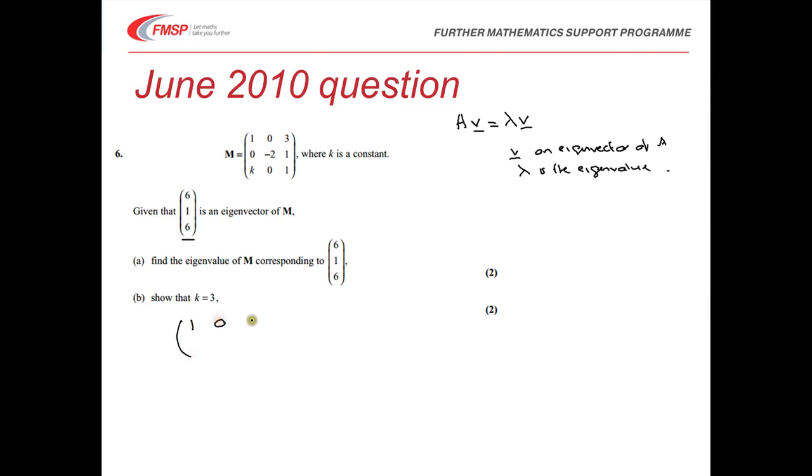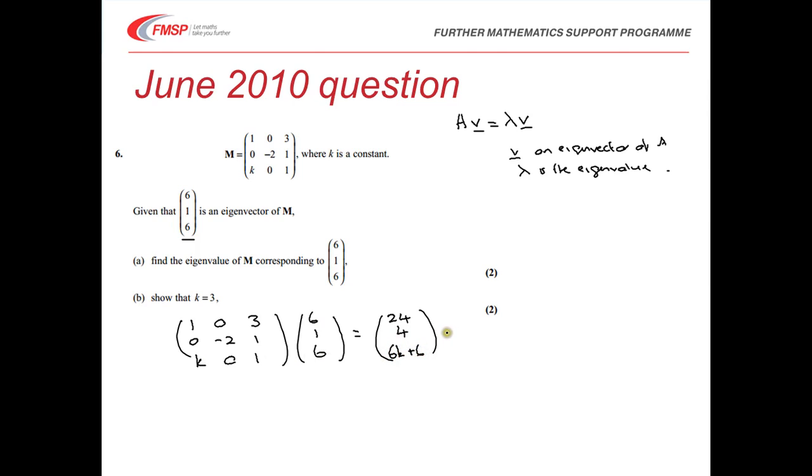So here's M, 1, 0, 3, 0, minus 2, 1, and K, 0, 1. Here's our vector, our eigenvector, (6, 1, 6). So if we do the multiplication here, what do we actually get? Well, for this number we do this row times this column, so that's a 6 and an 18, which is 24. For this number we're going to get negative 2 plus 6, which is 4, and then for this number it will be this row times this column, which is 6k plus 6.